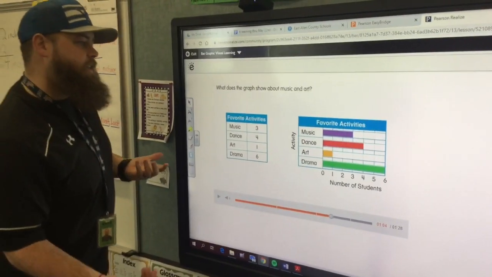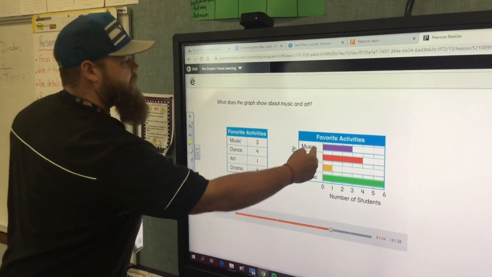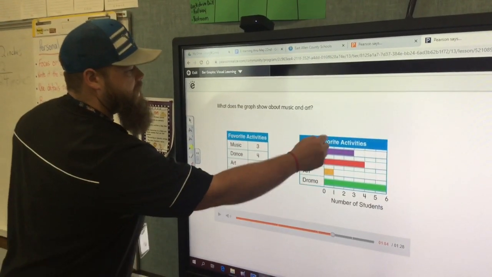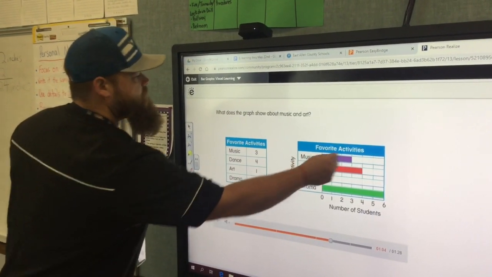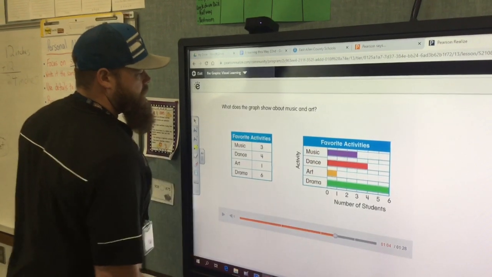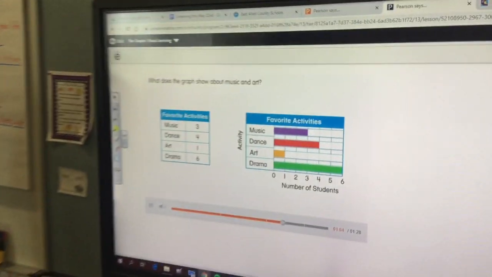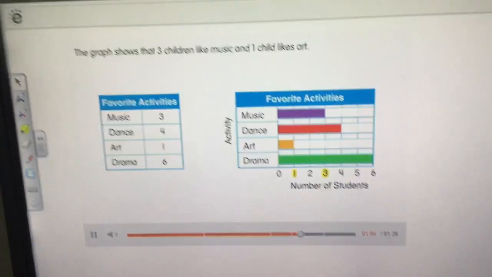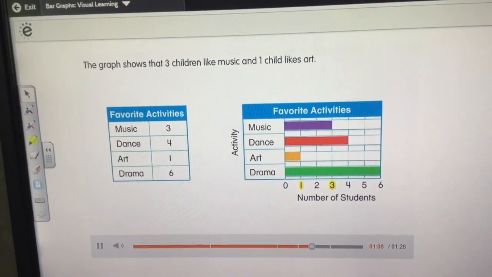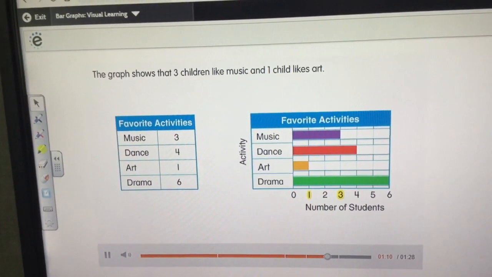So another thing I can think is, well, a few more people must like music than art, because I know my numbers from the graph, and I can see that the music bar is much longer than the art bar. The graph shows that 3 children like music and 1 child likes art.